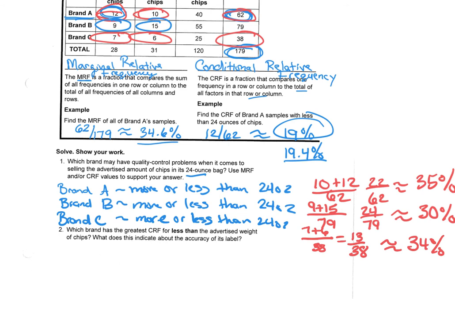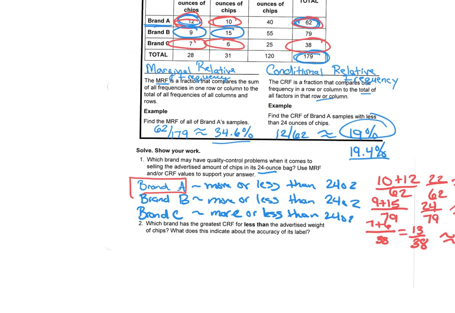So they're all very similar, but the one that has the biggest problem would be brand A, right? They're the one that is off the most. So of the three, which brand may have quality control problems? I would say brand A. They all kind of have major issues, but A has the biggest issue of 35%.